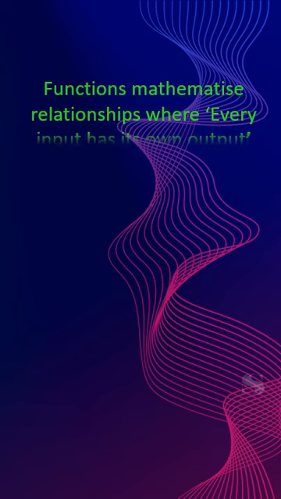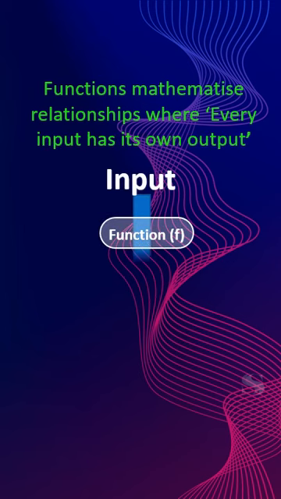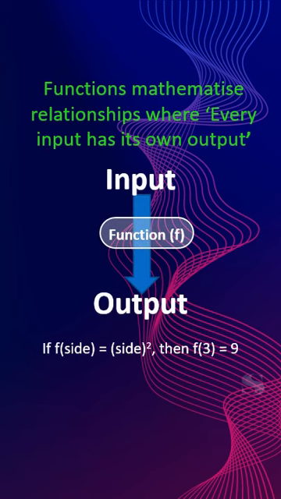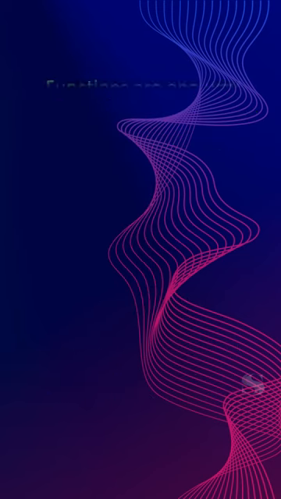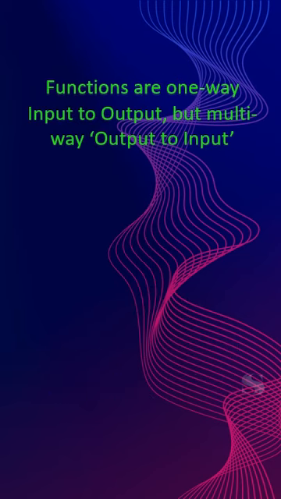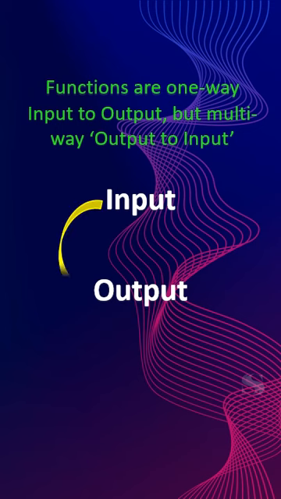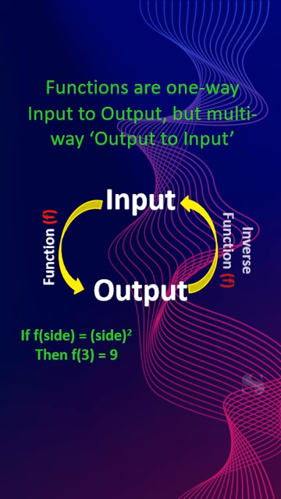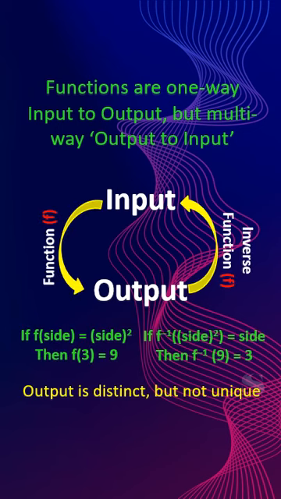Functions mathematize relationships where every input has its own output. If we have an area function of a square, then side as an input to the function will give the area of the square as an output. Functions are usually defined as being one way, from inputs to outputs. However, they can also be utilized in reverse to determine inputs based on certain outputs.